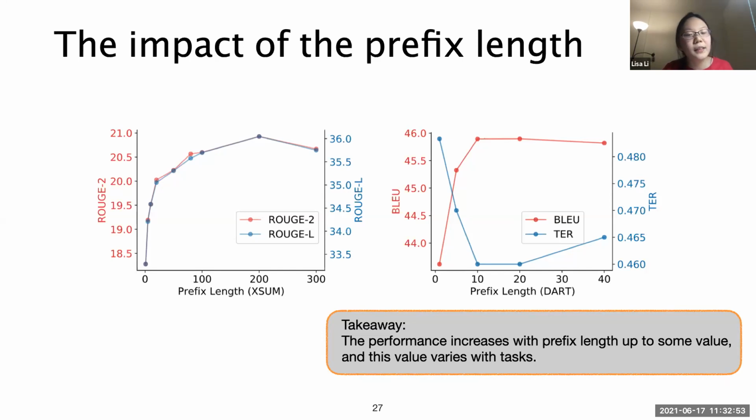And we can observe a similar trend that the performance increases with the prefix length up to some value, but the value varies with tasks. And here the performance of prefix tuning saturates when prefix length is around 10.